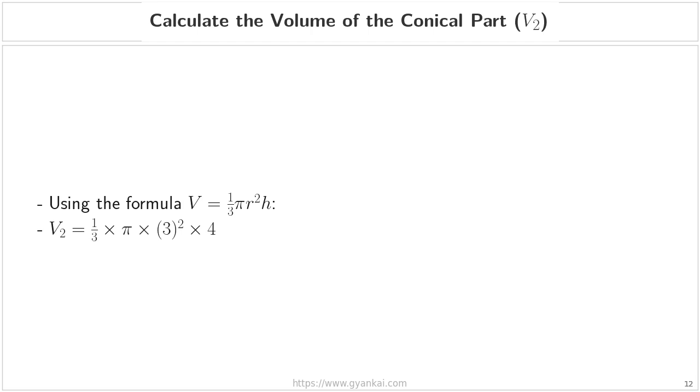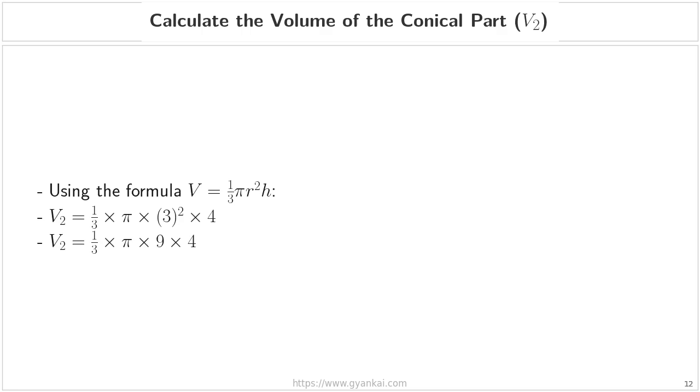So, let's plug those values into our formula. We start with 1/3 times pi, multiplied by the radius of 3 meters squared, all multiplied by the height of 4 meters. When we square the radius of 3, we get 9. This simplifies our equation to 1/3 times pi times 9 times 4.